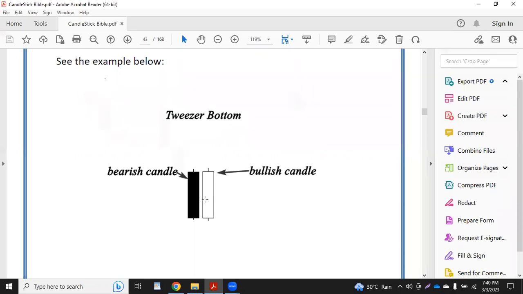And what usually happens is that after you see a tweezer bottom, candle starts to buy. The market starts to rise, starts to go up after you see a tweezer bottom. Okay, so just think about it like this. You see a sell volume, you see a bearish candle, then you see a bullish candle. A bullish candle comes after a bearish candle, that's a buy.